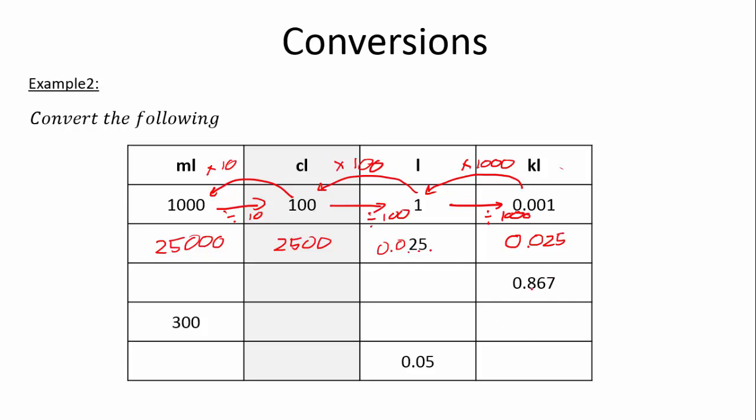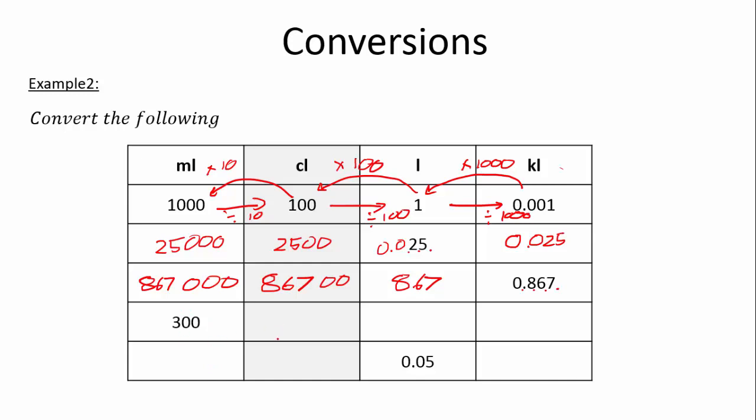0.867 kiloliters. Let's multiply by 1,000. We go 1, 2, 3. And that'll give us 867 liters. We're going to multiply it by another 100. 86,700. That's 86,700 centiliters. And another 0 to get to milliliters. 867,000. That's it.